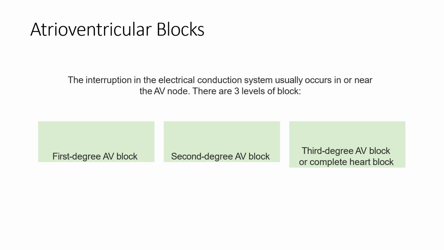The interruption in the electrical conduction system usually occurs in or at the AV node. So it can be a first degree, second degree, or third degree AV block. So what is happening is, this is the AV node. Something can happen above it, in the middle, or below, at the AV node only. This will cause a first degree, second degree, or third degree heart block.